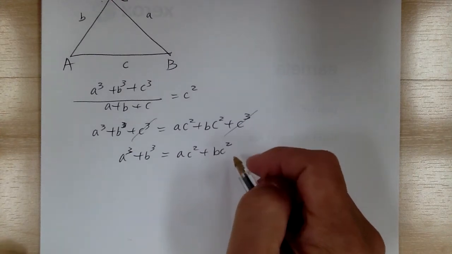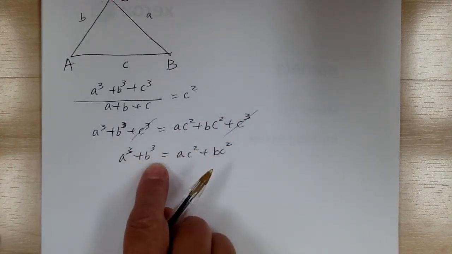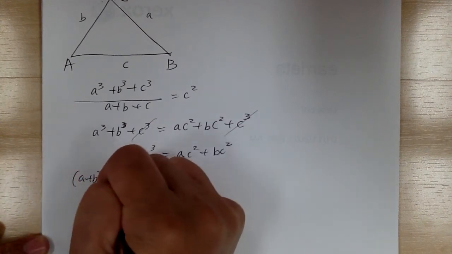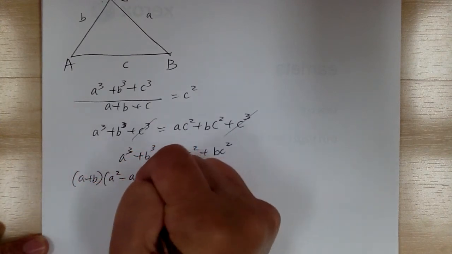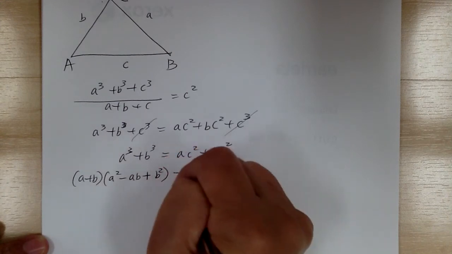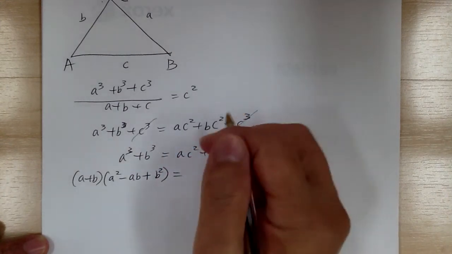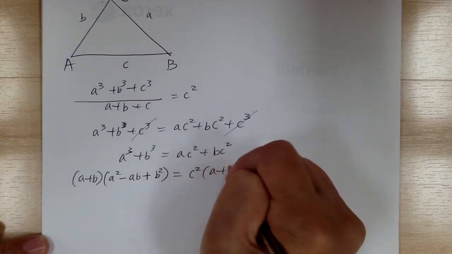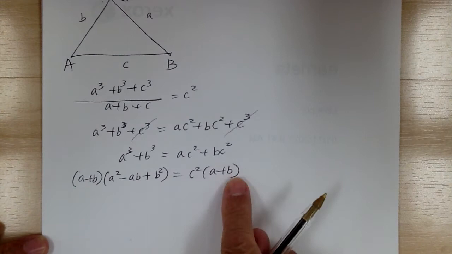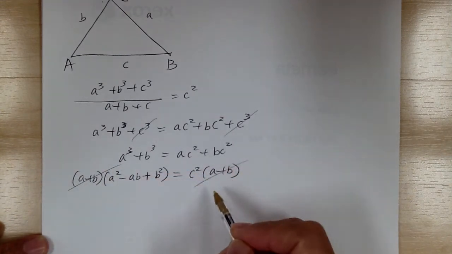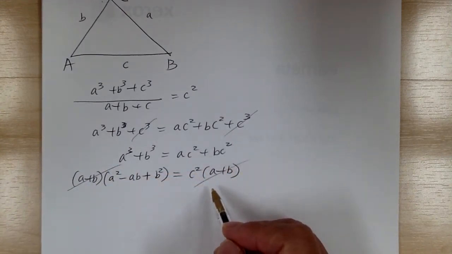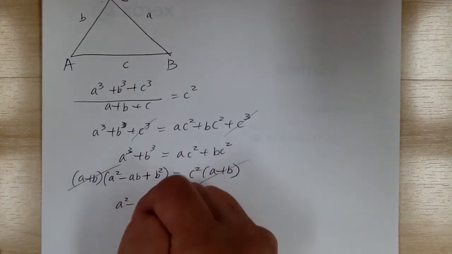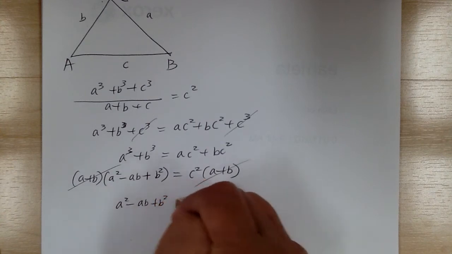Next, let's go ahead and do the factoring. So this is the sum of cubes. When you factor, you're going to get a plus b times a squared minus ab plus b squared. On this side, you can factor out the c squared, so you get a plus b. Now you got a plus b on both sides, so this will cancel out. And so you end up with a squared minus ab plus b squared equal to c squared.